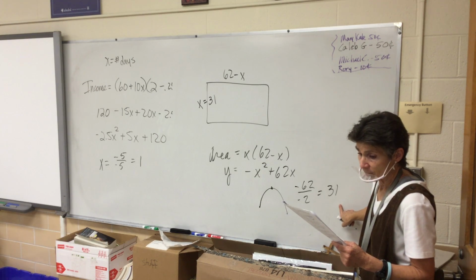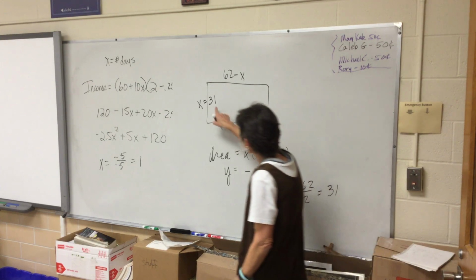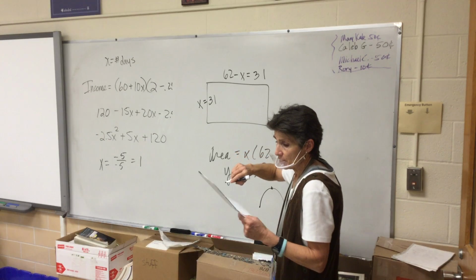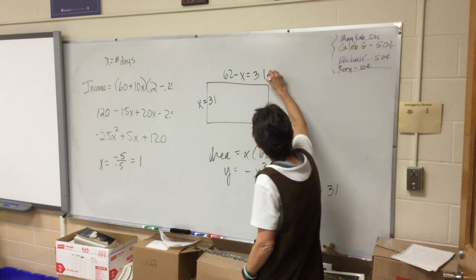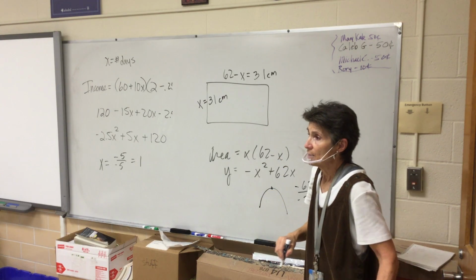And what does it want to find? The dimensions. So if that's 31, what's this? 31. Unit is centimeters. So what are the dimensions? 31 by 31.